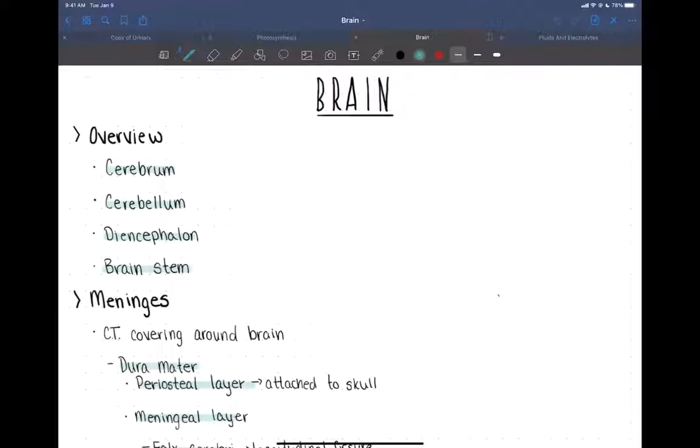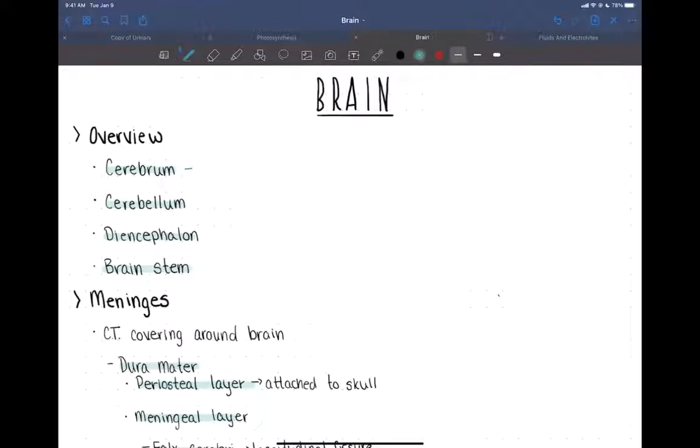So for our overview, the brain can be divided into 4 major subdivisions, or regions. The first one is the cerebrum. The cerebrum is the outside of the brain. When you look at the brain and it's all wrinkly on the outside, all of that on the top outer part of the brain is the cerebrum.